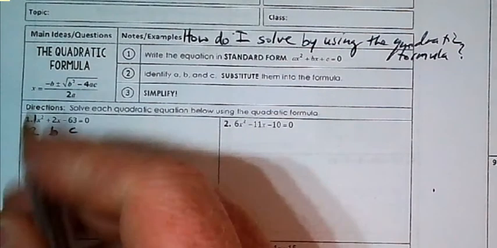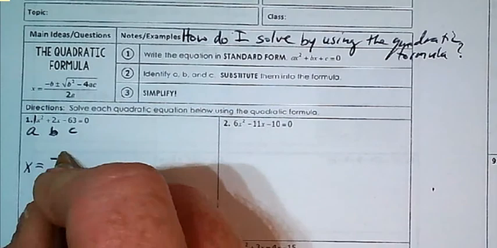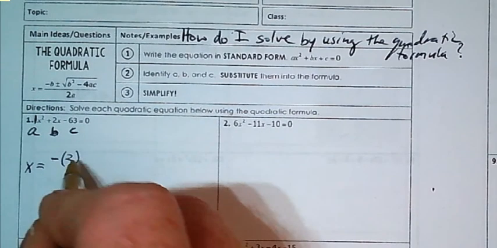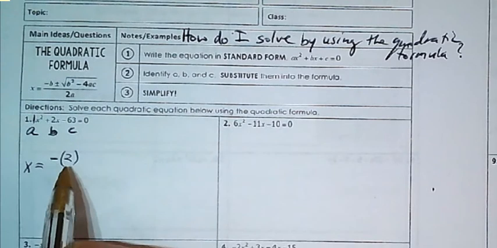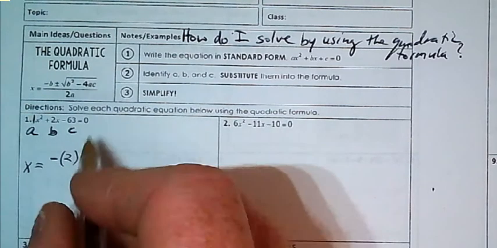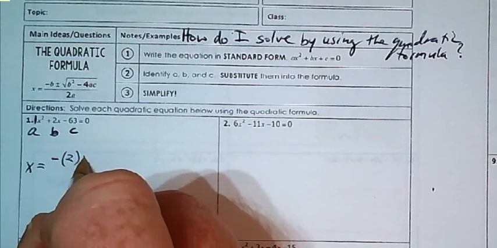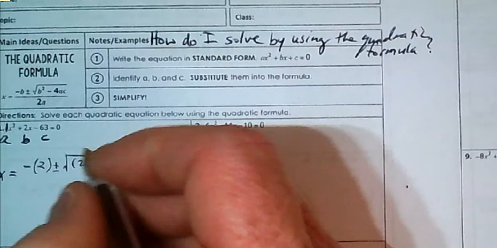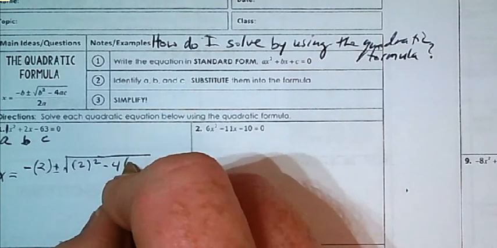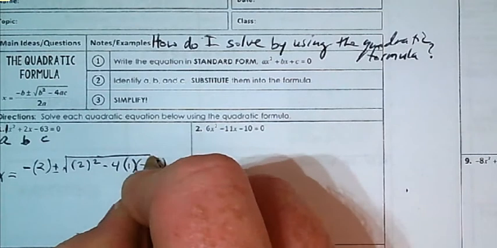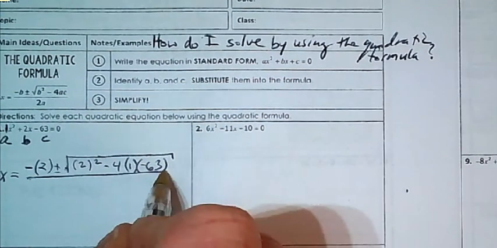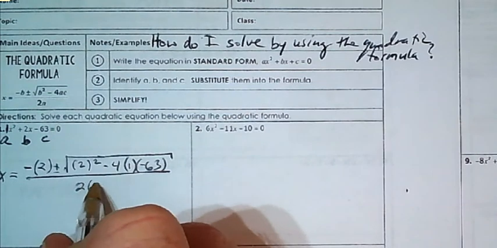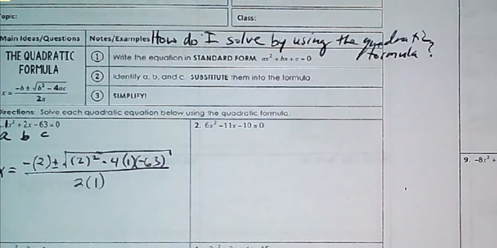So once I know what A, B, and C are, now I just plug them into the formula. So X equals negative parentheses 2, because B is 2. Notice I always put a number in parentheses when I'm plugging in for the variable. Plus minus the square root of 2 squared minus 4 times 1 times negative 63, over 2 times 1. Now, often students forget to include the denominator of this. They just leave it off by accident.